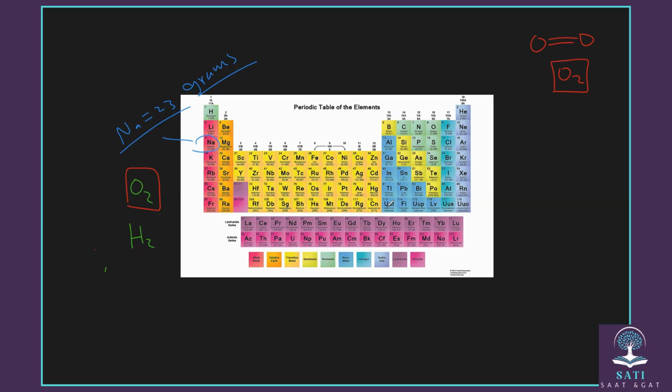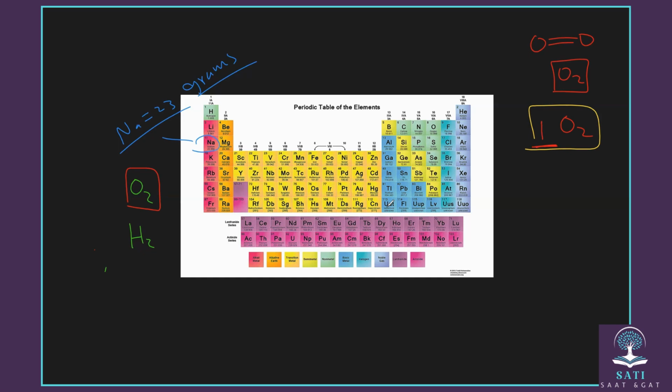So when I tell you 1 mole of O2, whether the 1 is written or not written, we mention it as 1. That means I'm talking about 1 mole of oxygen molecules, not 1 mole of oxygen atoms. Okay, now what is its molar mass? This is the question now.